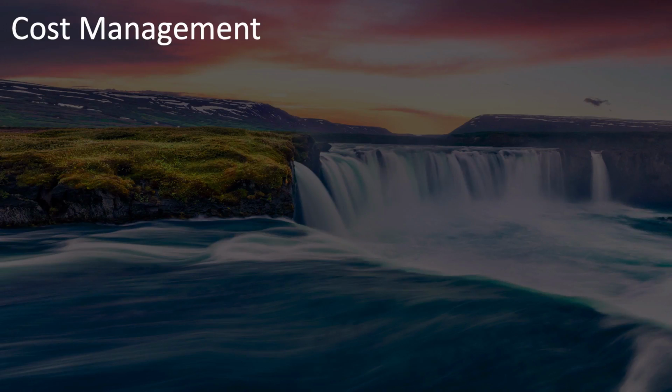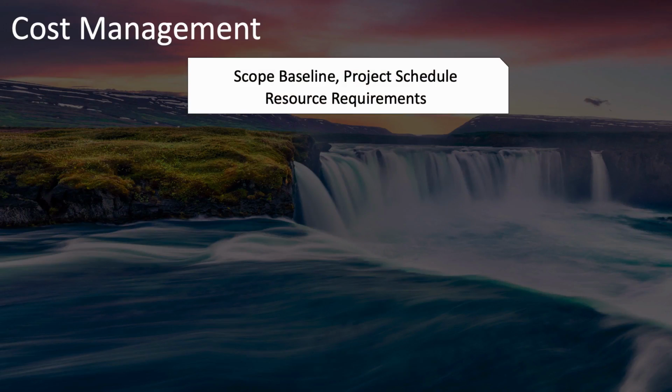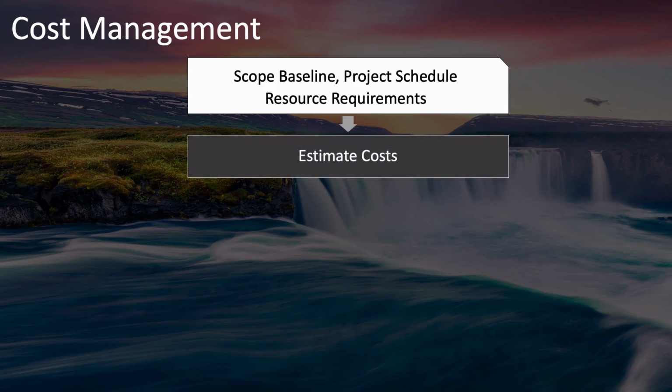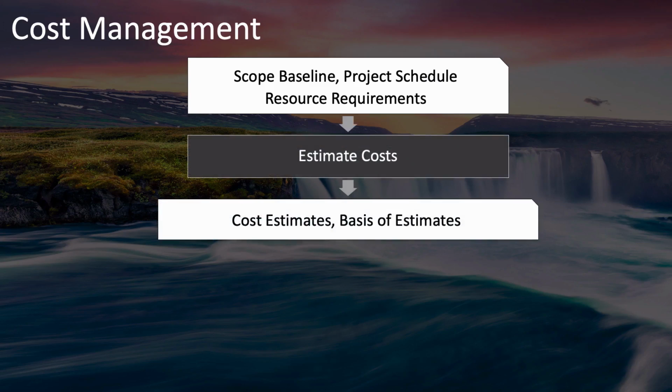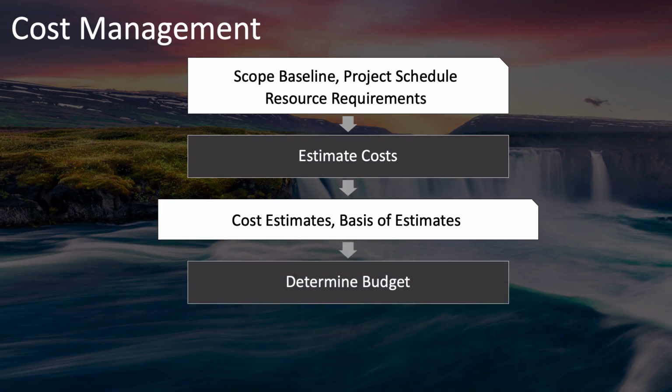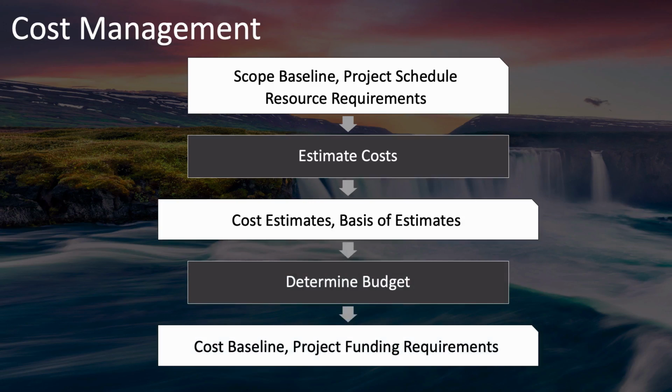Now, how about cost management planning? As inputs, you have the scope baseline and your project schedule. Also, your resource requirements. With that information, you can now estimate costs and generate your cost estimates and basis of estimates, which you can then use to determine budget and output the cost baseline as well as the project funding requirements.